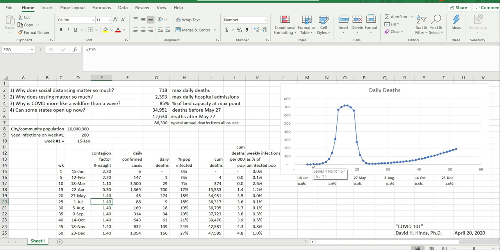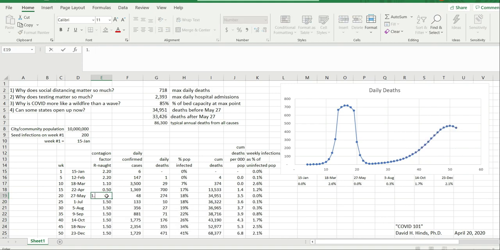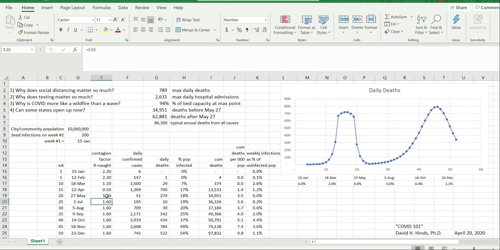So at 1.4, that's kind of a tipping point. At that point, it's really starting to make a serious difference. At 1.5, now you see a real surge. At 1.6, the surge coming in the fall would be even greater than the surge that we've experienced so far. So you can see how important R-naught is, and R-naught is the thing that we try to get down with social distancing.